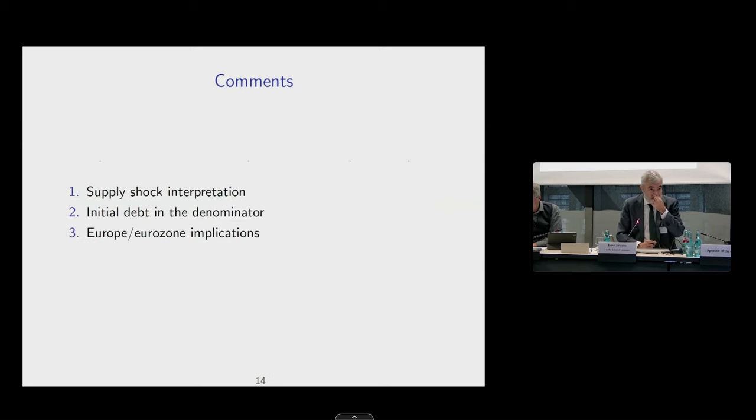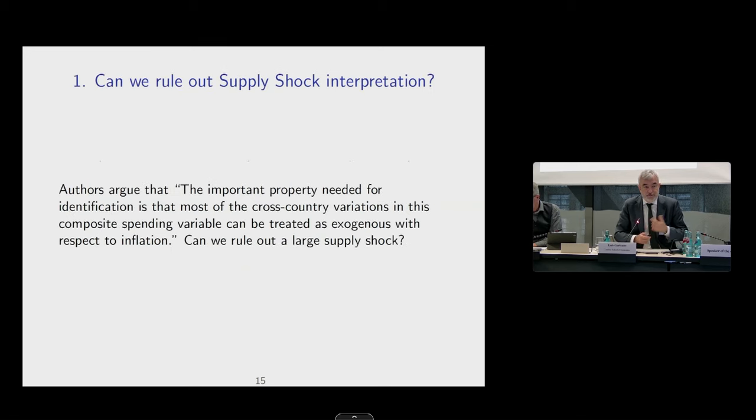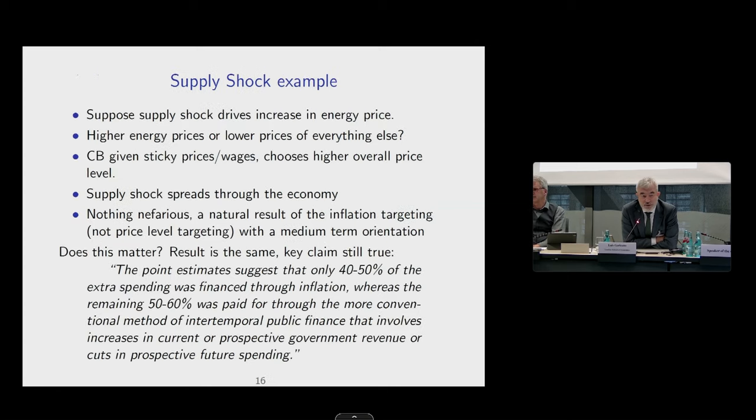So three comments: the supply shock interpretation, the initial debt in the denominator, and the Eurozone. I will talk a little bit about the monetary-fiscal interactions in the monetary union, the fiscal implications and so on. On the supply shock interpretation, the authors argue that what you need for identification is that across-country variation can be treated as exogenous. So the question is whether this could also be consistent with inflation coming from a supply shock. And think of Olivia's example yesterday of an energy price.